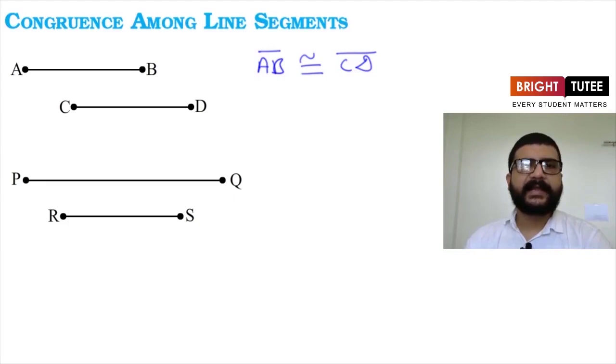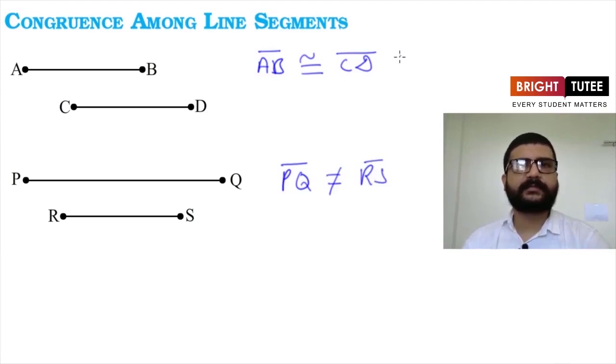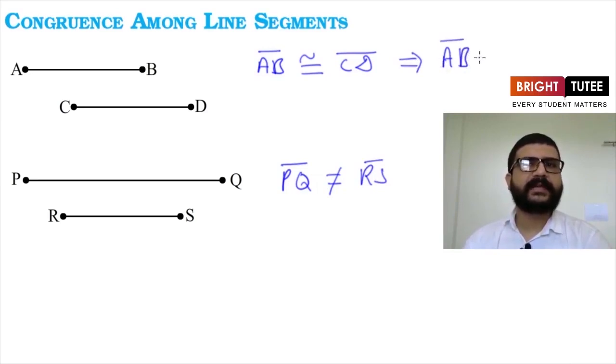We can simply take a trace copy of line segment RS and try to place it over line segment PQ. Will it cover PQ completely and exactly? No, because we can see here the line segment RS is smaller than PQ. So it means these two line segments are not congruent. And why are they not congruent? Because we can say length of PQ is not equal to length of RS. And here we can observe that length of AB is equal to length of CD.